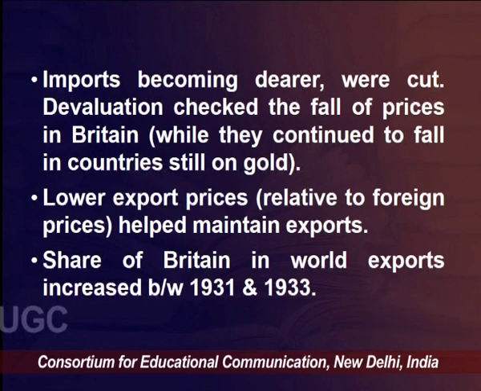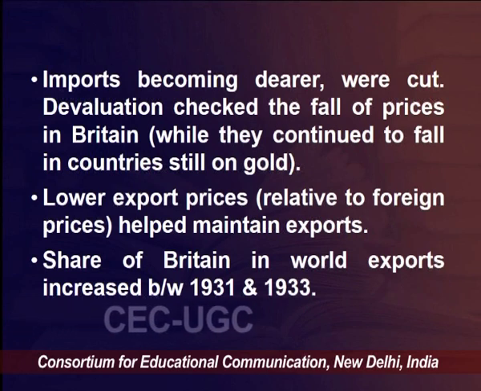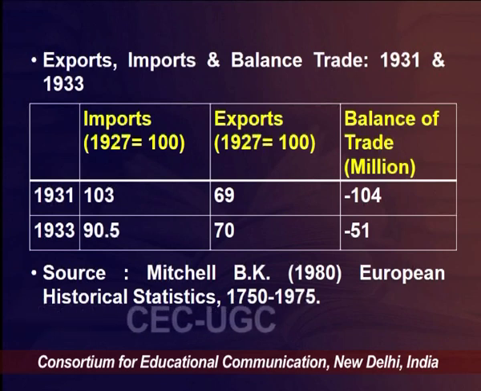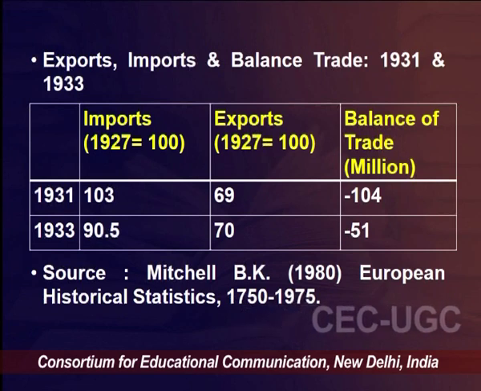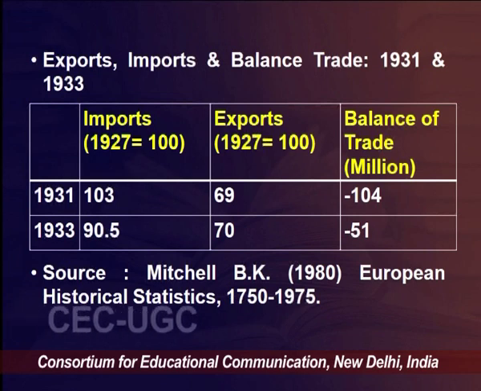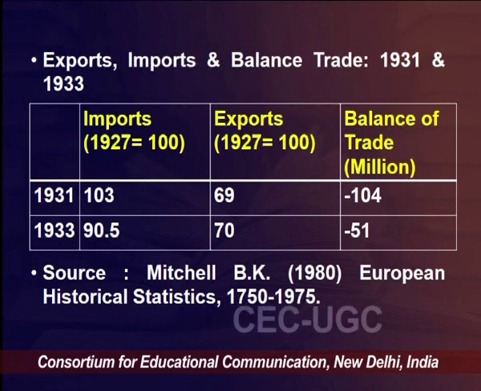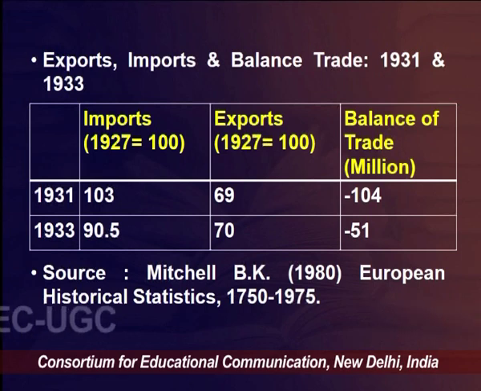Then when you talk about the share of Britain in world exports, it increased between 1931 and 1933. So we find that the British economy was in a comparatively safer place in terms of exports, as they increased during this particular period. And if you see the changes in the exports, imports, and the balance of trade between 1931 and 1933, the figures given try to show the balance of trade during this time.